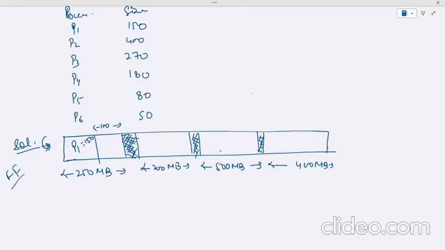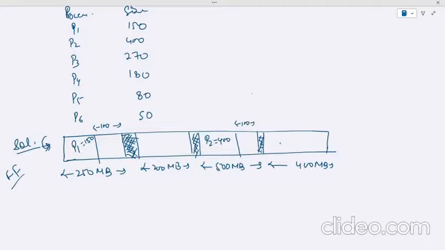Move to the other block. 500 MB of space. P2 needs 400 MB. Can P2 get this? Answer is yes. So in first fit, if a process gets a space, it takes that space. So P2 occupied 400 of space from this side, and the space left is 100.